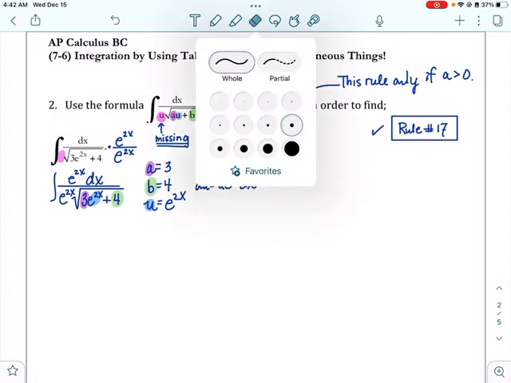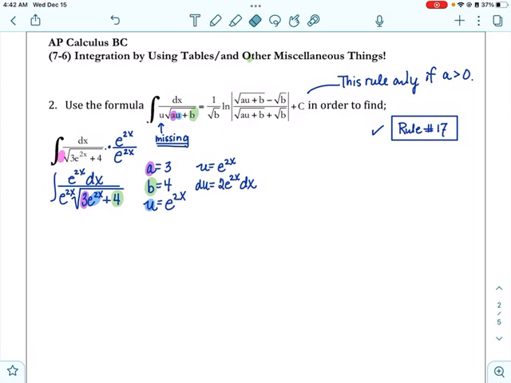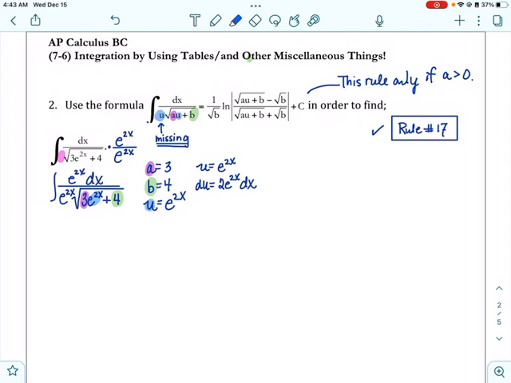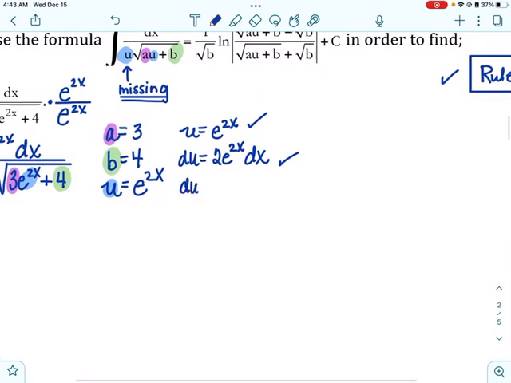Let me make sure that my eraser's not that big. Okay, so I wanted the u right here, and it has to be the same u as with the coefficient of a. So then I said, okay, a is 3, b is 4, according to this as I look at the quantities, and u is then going to be e to the 2x. So if u is e to the 2x, then du would be 2 e to the 2x dx. So then I would divide by 2, get du over 2 is equal to e to the 2x dx.